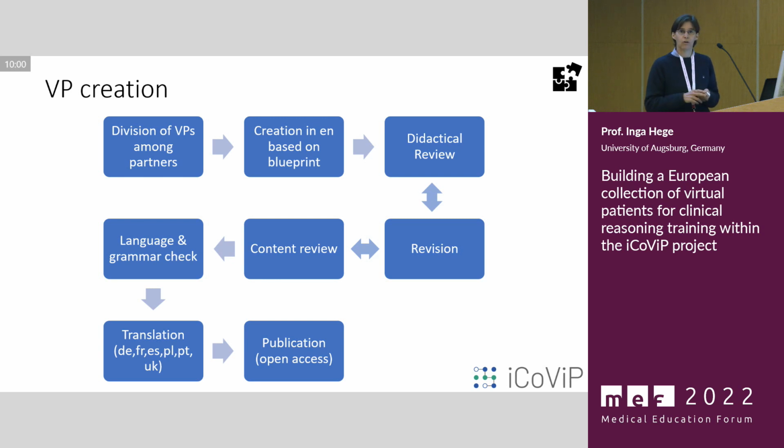So we divided them among our partners. It was more like a marketplace where we traded virtual patients against each other. We then created the virtual patient in English, as this is our common language, based on those attributes in the blueprint. We had 2 rounds of didactical review and revision of the virtual patient, content review by a content matter expert of another partner, then followed by a language and grammar check of the English version. Then this was followed by translating the version into all our partner languages. And the last step was that we publish it as an open access resource. So at the moment, we have about 100 virtual patients completed. They are available online in all the partner languages.